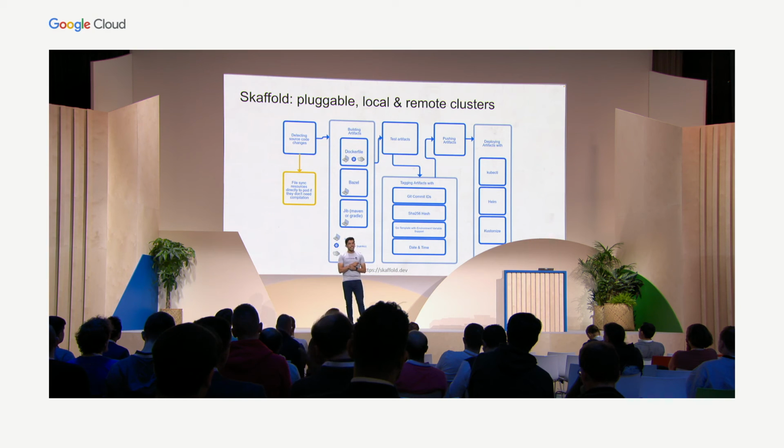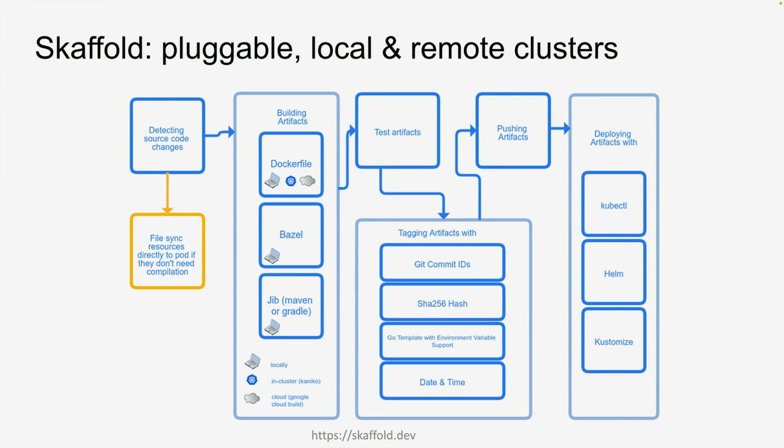So this is basically it. Scaffold is a great tool that is customizable and extendable with different environments. For building, you could use Jib, you could use Docker build, you could use buildpacks, whatever you want. There are different testing strategies, different tagging strategies, and different ways to deploy your applications. And if you want, you can make your own and build your own as well and shove it into Scaffold.